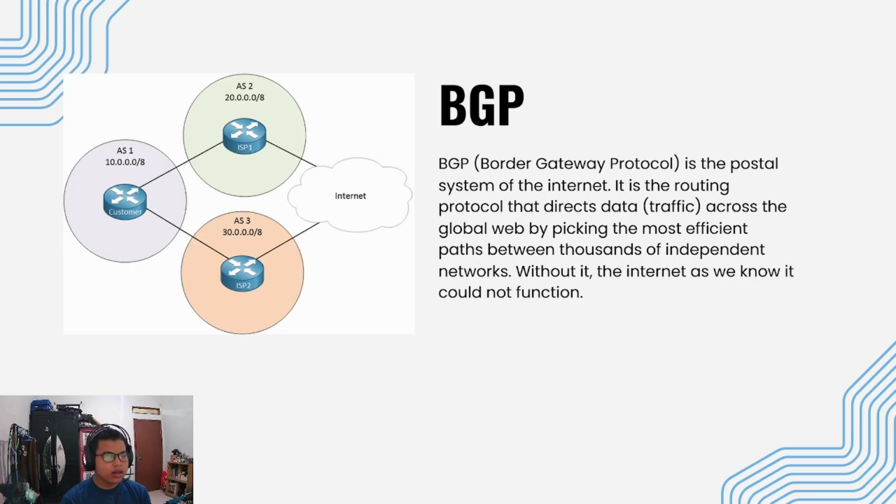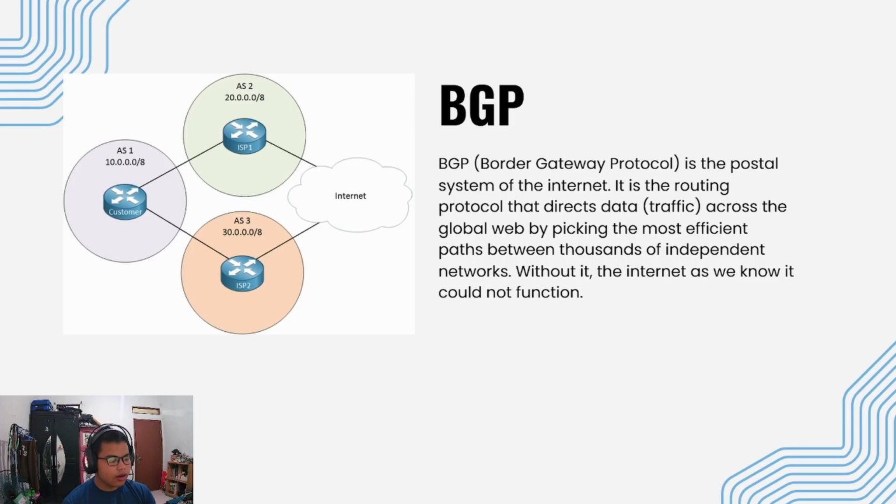And the last one, there's BGP, or Border Gateway Protocol. It is the postal system of the internet. It is the routing protocol that directs data or traffic across the global web by picking the most efficient paths between thousands of independent networks. Without it, the internet, as we know it, couldn't function.